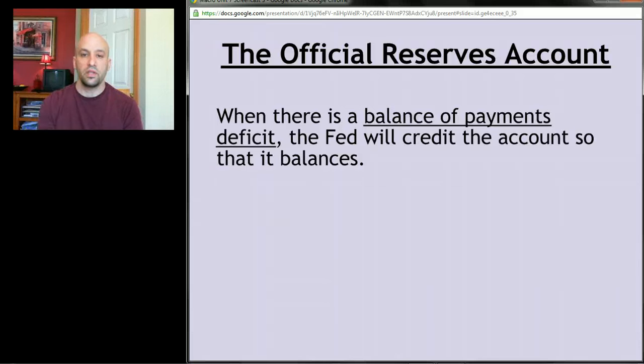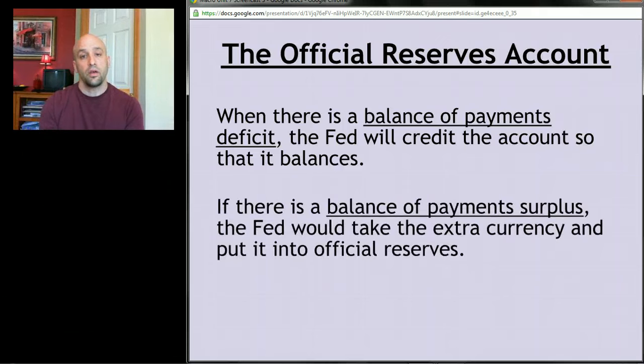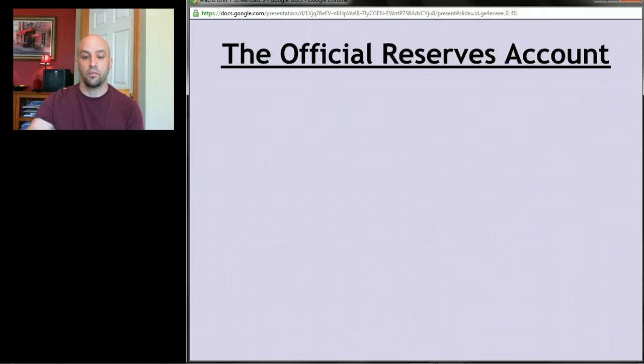When there's a balance of payments deficit, the Federal Reserve will credit the account so that it balances. On the other hand, if there's a balance of payments surplus, if more money is flowing into our country than is flowing out, the Fed would take that extra currency and put it into the official reserves account.